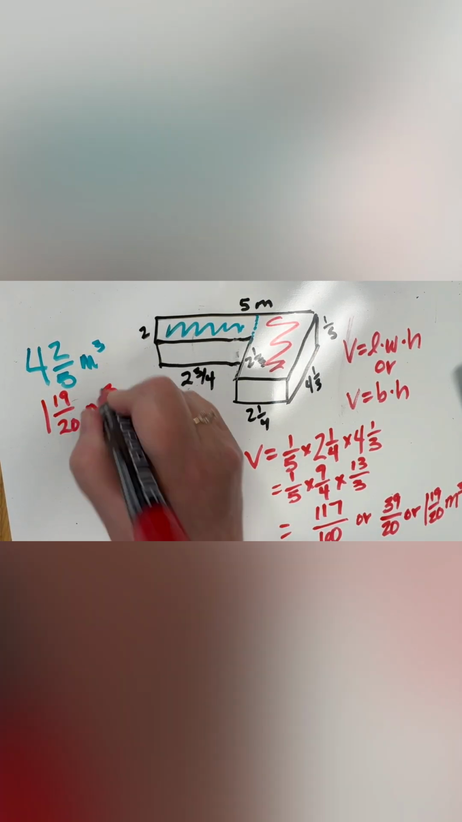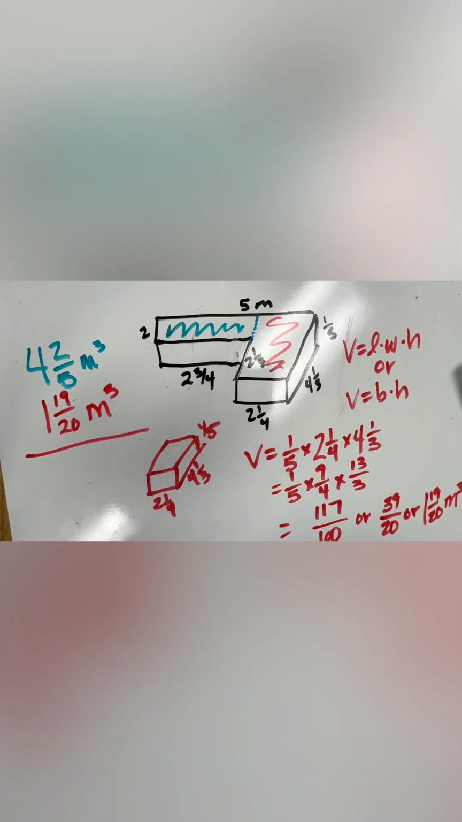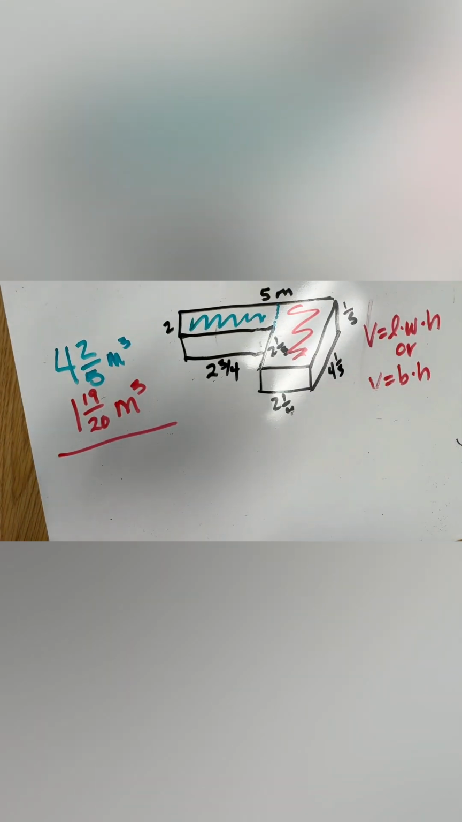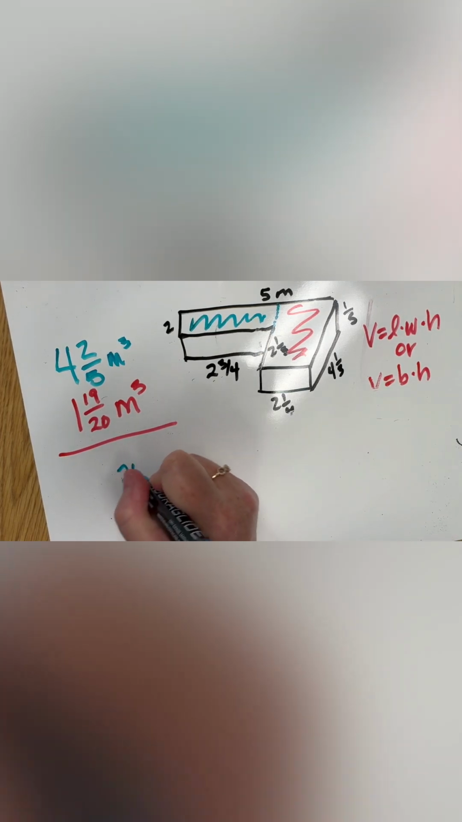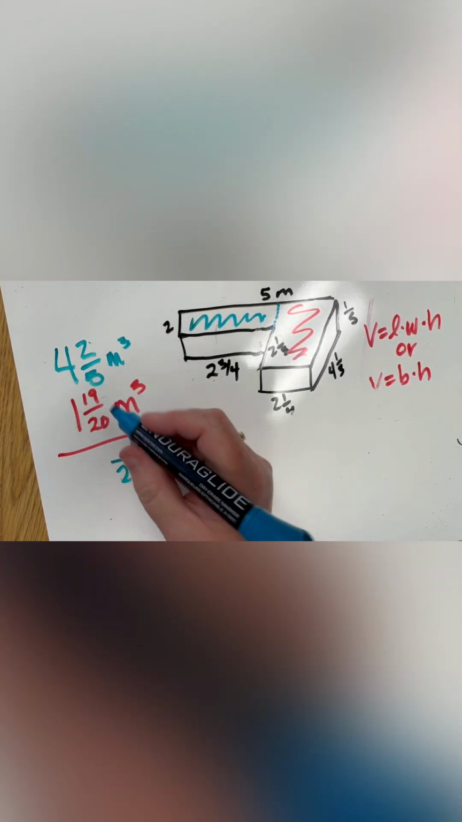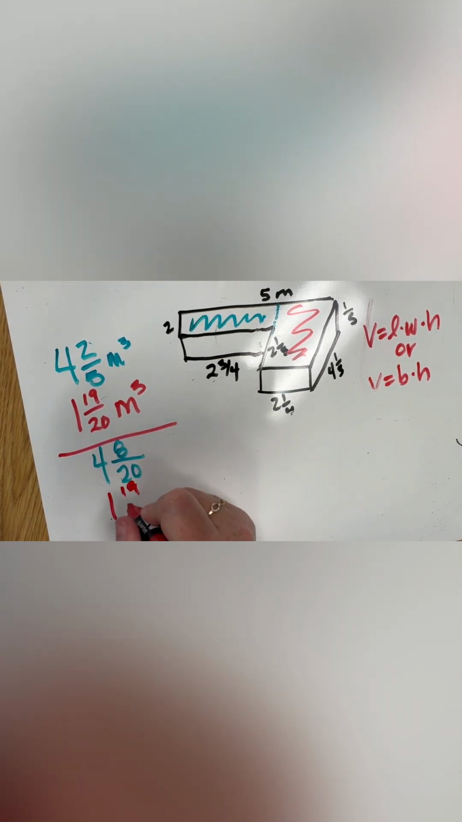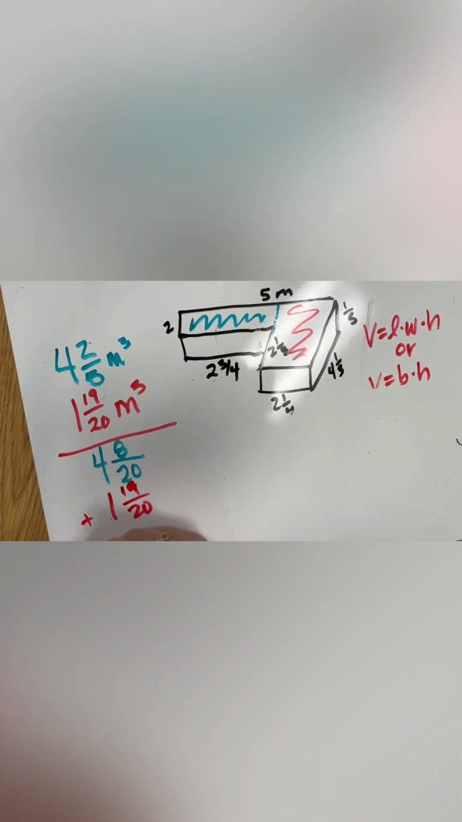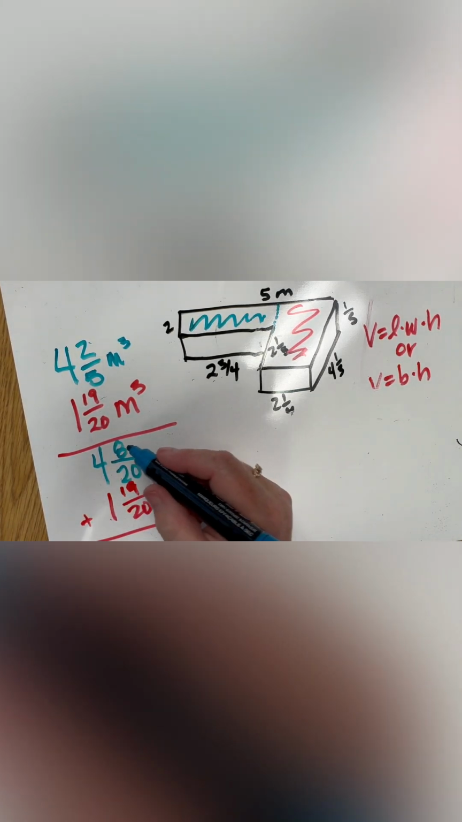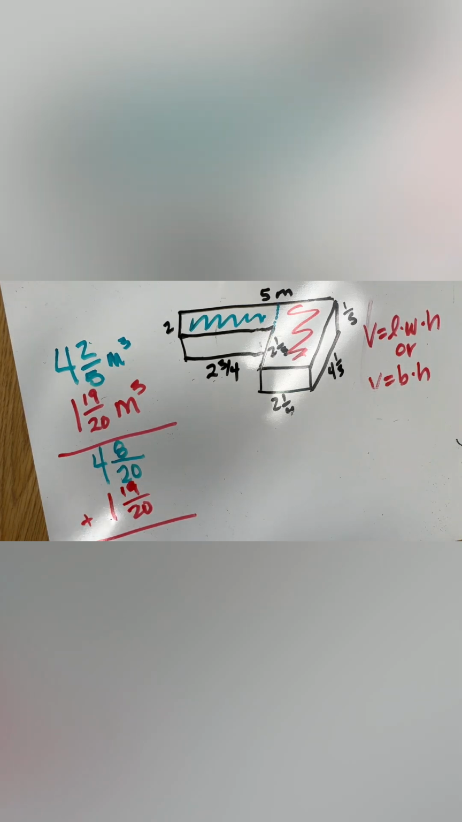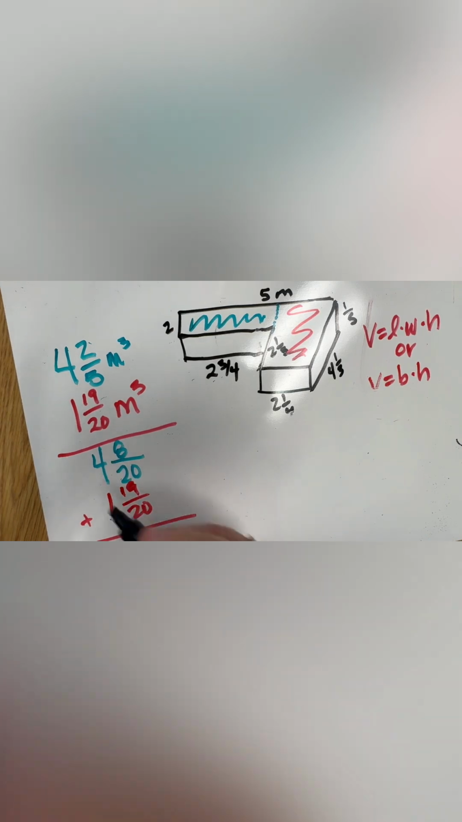20ths meters cubed. Can I add these together? Oh no, of course not, because they have to be the same denominators. So we're going to turn this into 20ths. So 5 times 4, 2 times 4 is 8. My whole number can stay. Then I can add these together. And I'm just going to add the tops. So 8 plus 19 is 27 over 20. 4 plus 1 is 5.